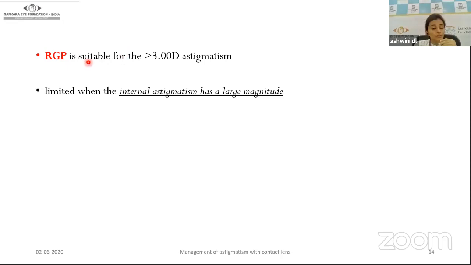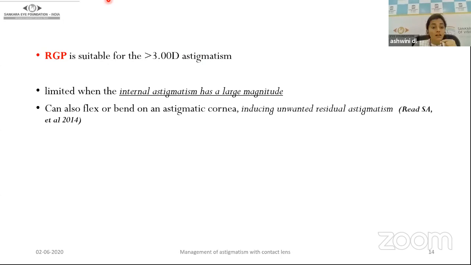But there are also limitations in the RGP contact lens when the internal astigmatism is of large magnitude. Also, when we fit RGP contact lenses, especially spherical RGP lenses, there is a high chance that residual astigmatism will remain on the eye. That is one of the main disadvantages of RGP. That is why we always prefer RGP when the astigmatism is more than 3 diopters.